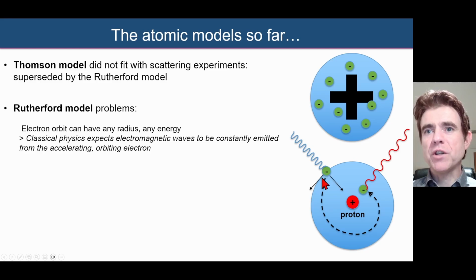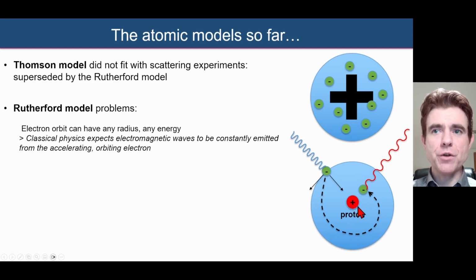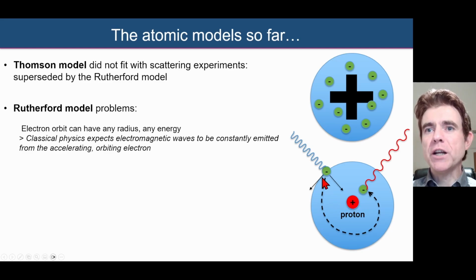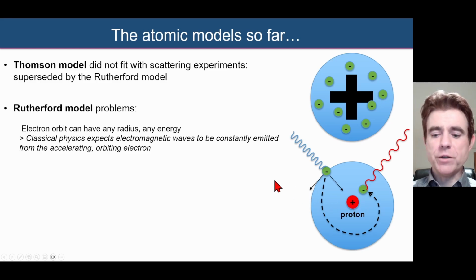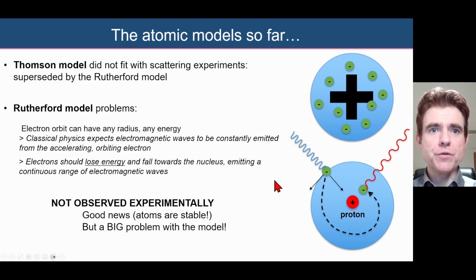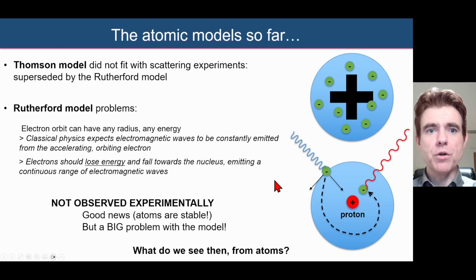However, classical physics would say that if the Rutherford model is the case, then this electron orbiting the single nucleus here, the proton for the case of the hydrogen atom, should be continuously emitting radiation as it loses energy and then ultimately collapses as it's attracted towards the positively charged nucleus. Of course, that's not observed experimentally. Atoms are stable, but that's a big problem for the Rutherford model of the atom.